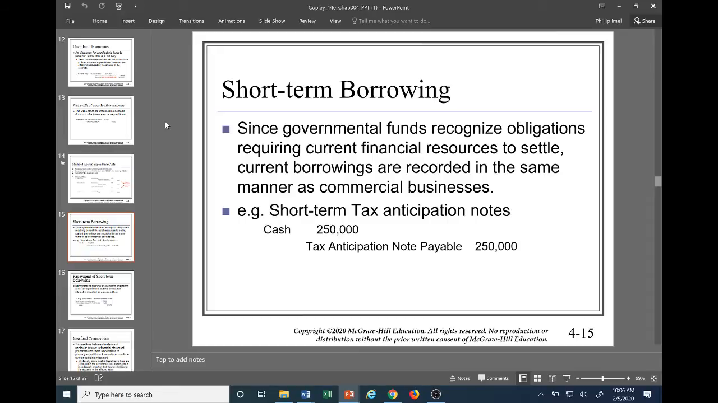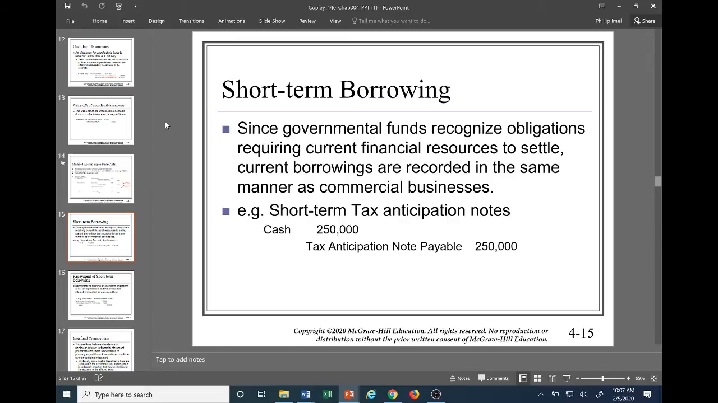So what's the entry look like when we actually receive this short-term tax anticipation note? Obviously, we're receiving cash from the bank, right? So we know cash is an asset. So it's going to be an asset, or a debit, on the original entry, right? So we're going to debit cash for $250,000, and then we're going to credit the tax anticipation note payable for $250,000 because we know that's a liability, right? So that liability is increasing with the credit there of $250,000.